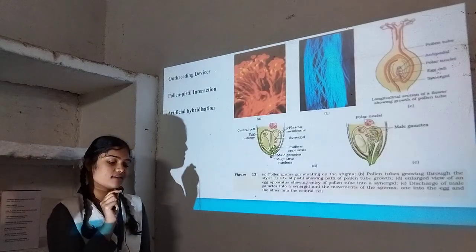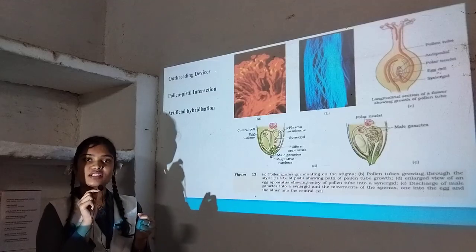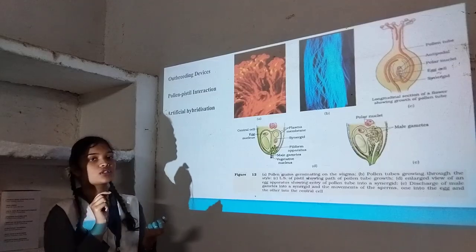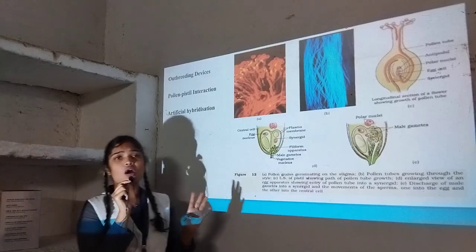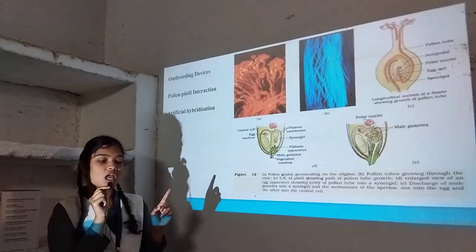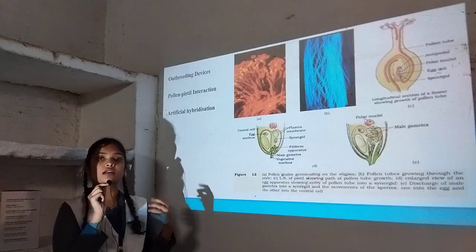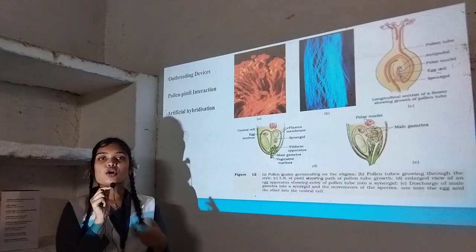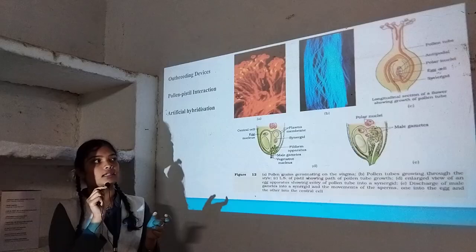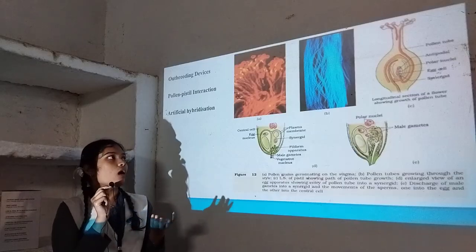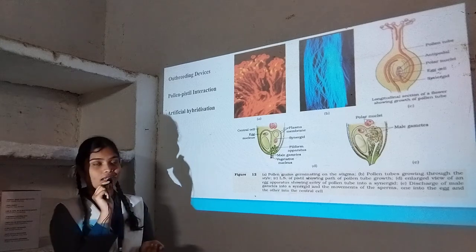Now, outbreeding devices. Outbreeding devices are the processes to discourage self-pollination and encourage cross-pollination. There are 4 ways of outbreeding devices. First is the non-synchronized stage, in which either the pollen or pistil will mature first. If the pollen matures first, and the pollen grain of the anther lands on the stigma, the stigma is still immature, so no self-pollination will occur in it.